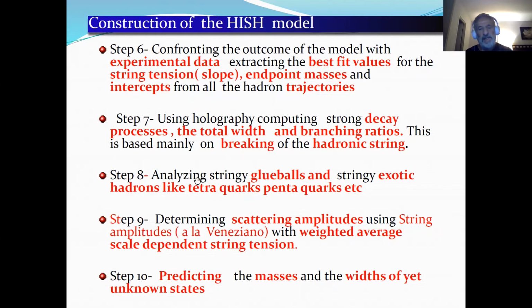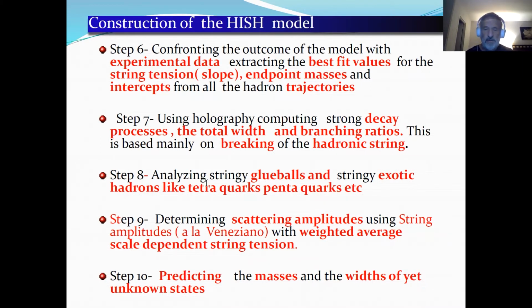Now, a special direction will be to analyze glueballs, stringy glueballs. Well, there is some lore that one cannot identify glueballs, one cannot disentangle them from flavorless mesons. But I will claim that in the stringy picture one can. So it will be the challenge to see how we identify glueballs.